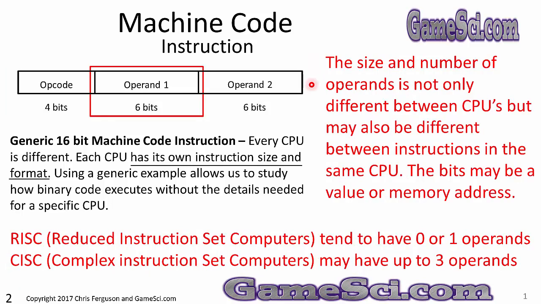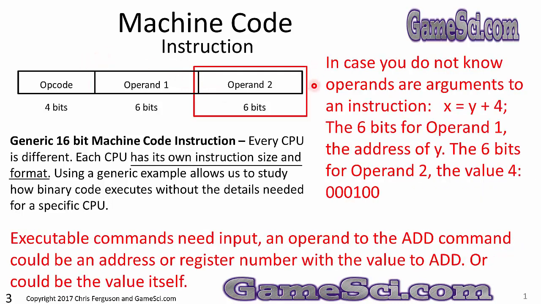The size and number of operands is not only different between CPUs, but may also be different between instructions in the same CPU. The bits may be a value or a memory address. RISC, or reduced instruction set computers, tend to have 0 or 1 operands per instruction. CISC, or complex instruction set computers, may have up to 3 operands per instruction. The operand is the data used to perform the opcode's task. In case you do not know, operands are the arguments to an instruction.